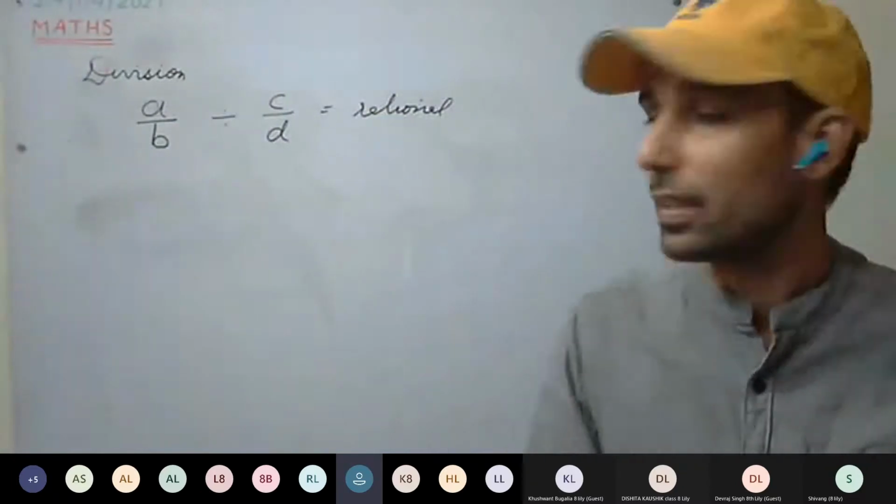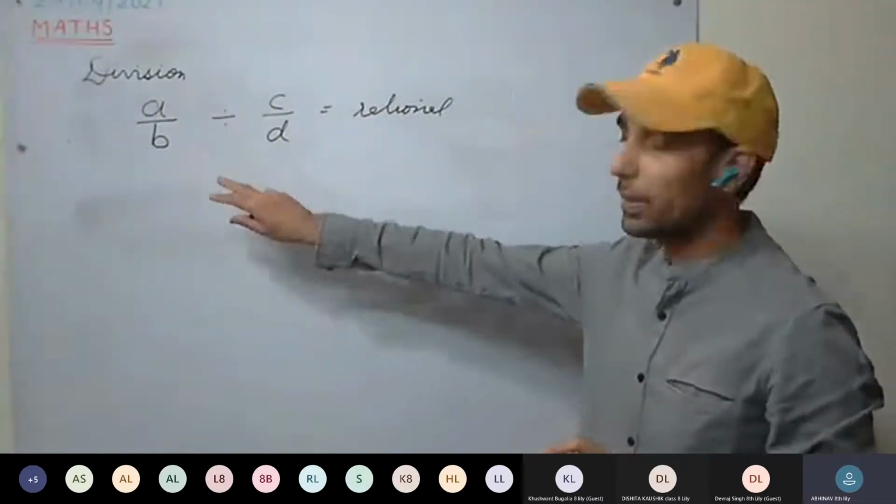Sir, cross multiplication. One minute, one minute. We'll do that one, but just for a minute.